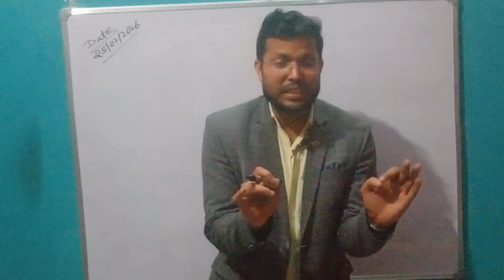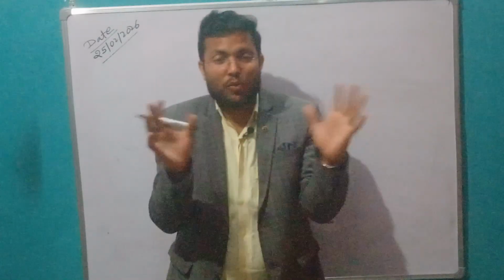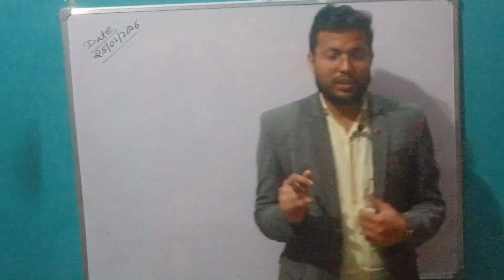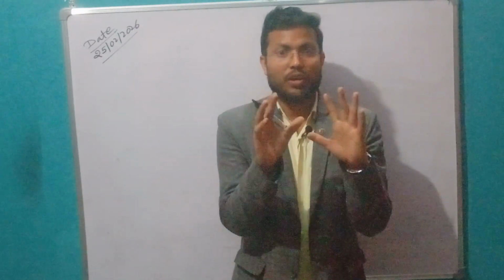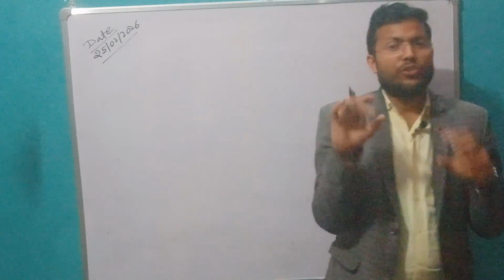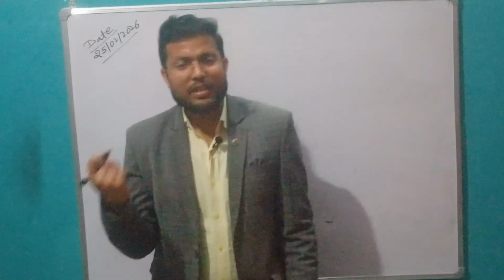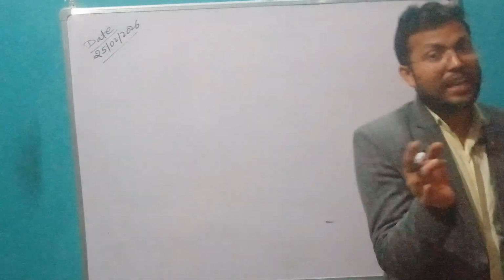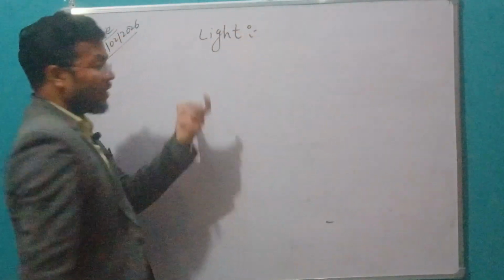Light is a form of energy. It enables you to see anything around us. Seeing is also work, so light helps your eye see any object around us. So you have to write here: what is light? Light is a form of energy.